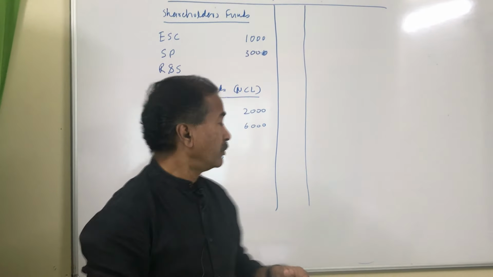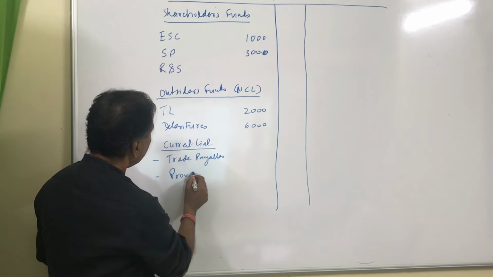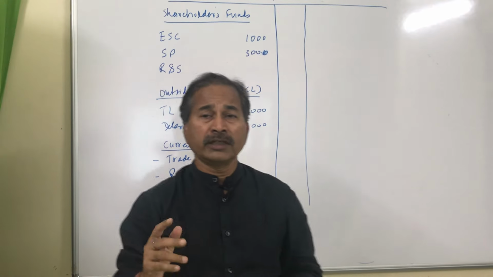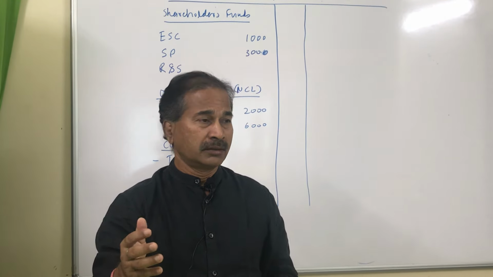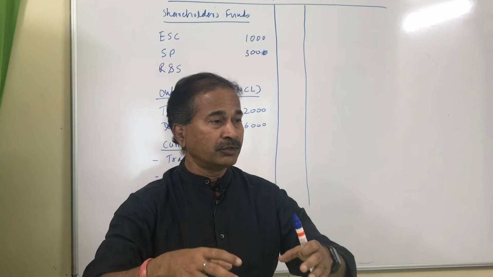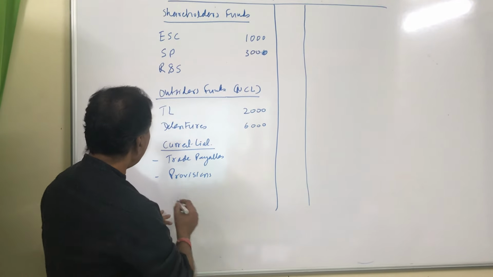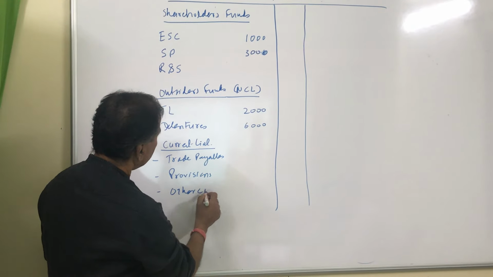That's your trade payable. Then you will also have something which is known as provisions. So what are the provisions? Provisions are certain expenses which you are likely to incur in future with regard to the income which is generated in the current year. So that comes as provisions. And then what you will have is other current liabilities.